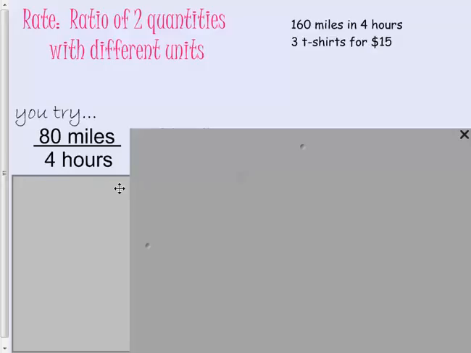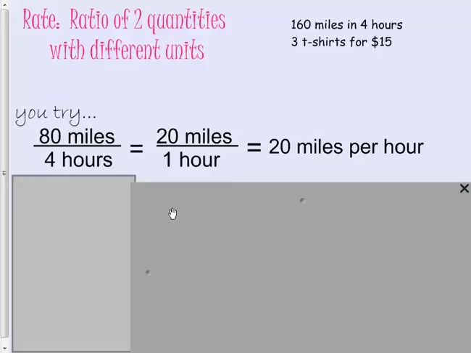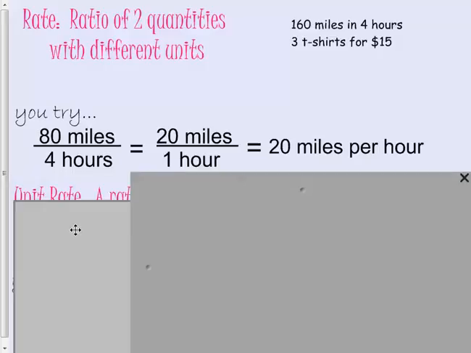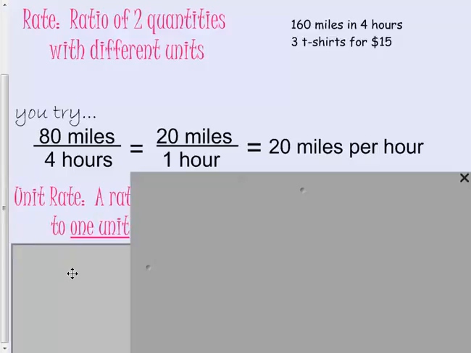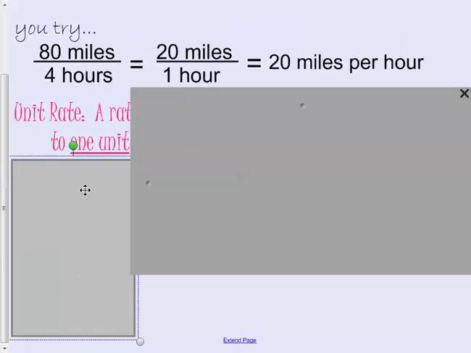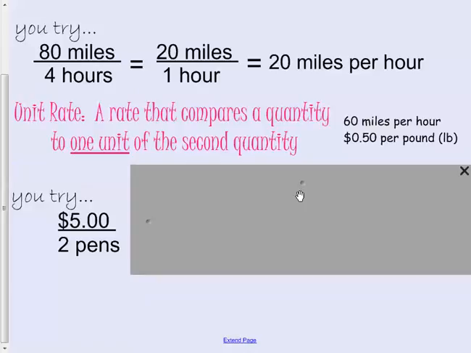Okay, so if we wanted to, we could even simplify it. 80 miles in 4 hours. How would you simplify that? Well, you would do 20 miles in 1 hour, or 20 miles per hour. This takes it even a step further. When it's down to 1 hour, it's considered a unit rate.